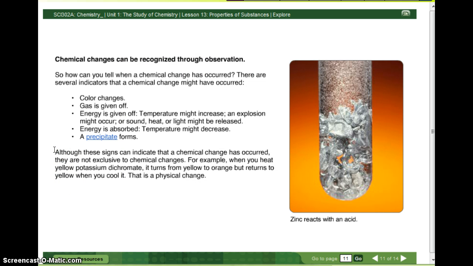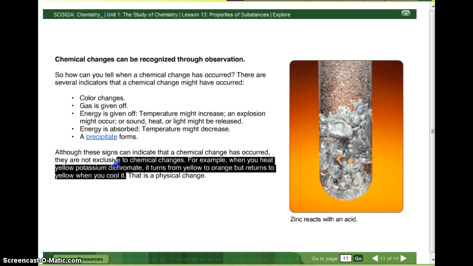Although these signs can indicate that a chemical change has occurred, they are not exclusive to chemical changes. For example, when you heat yellow potassium dichromate, it turns from yellow to orange but returns to yellow when you cool it. Think about a nail, or if you've ever gone to the Renaissance fair, when you have somebody who's smelting metal, right? They heat it up red hot, but then when it cools off, it's still iron, it's just in a different shape. So heating it up and turning bright red is a physical change.